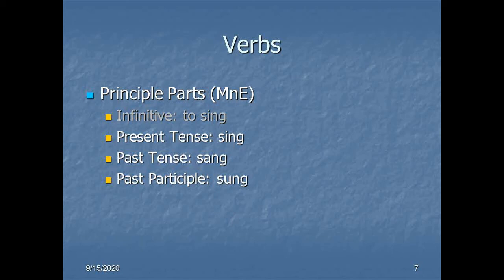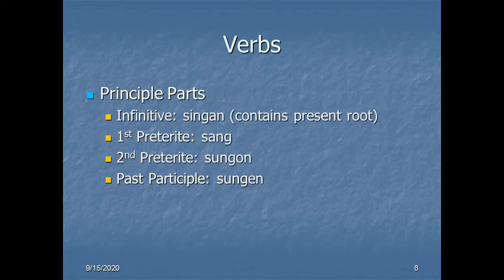So okay, those are the principal parts in modern English. In Old English, it's a little bit different, but now that you've got your heads wrapped around how it works in a language you know, we'll shift into a language that's a little less familiar. Now, in Old English, there are four principal parts, and there are always four principal parts. The infinitive, the first and second preterite, and the past participle.